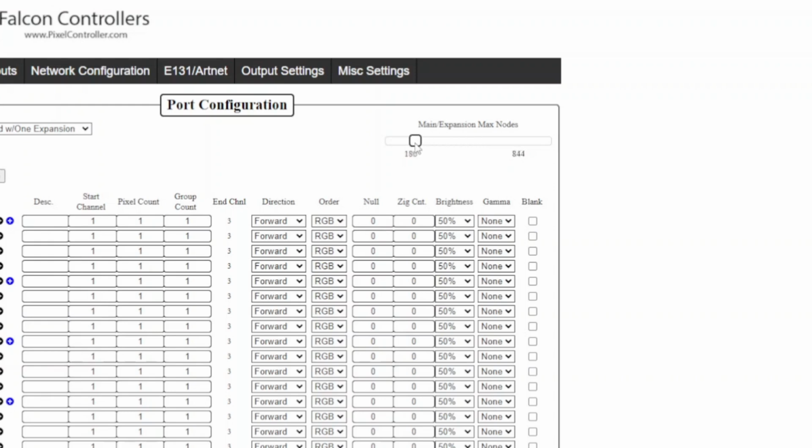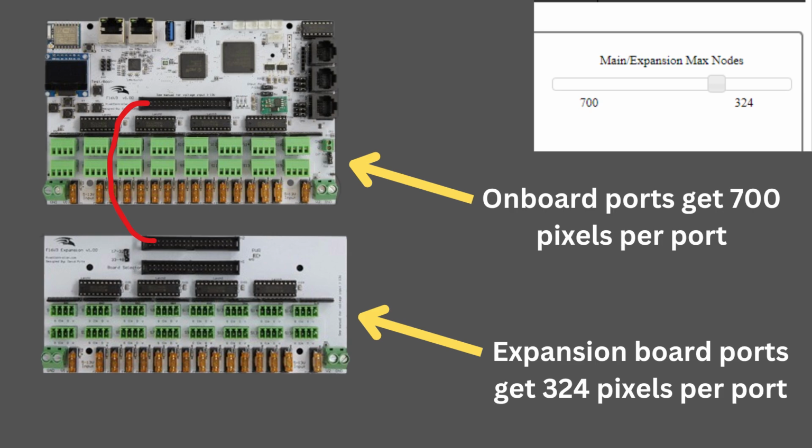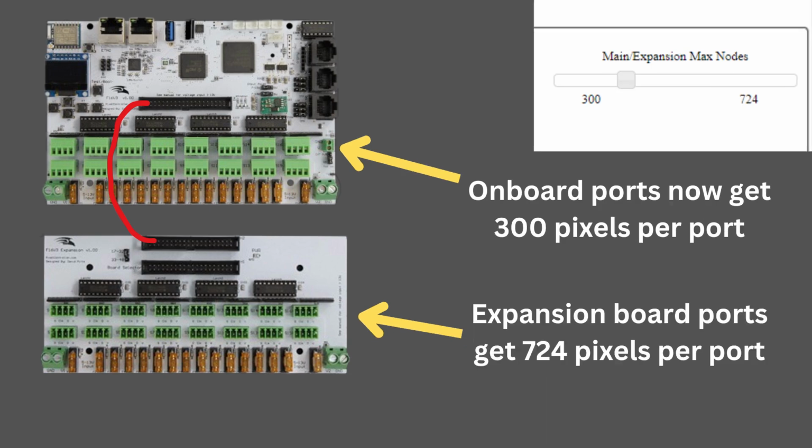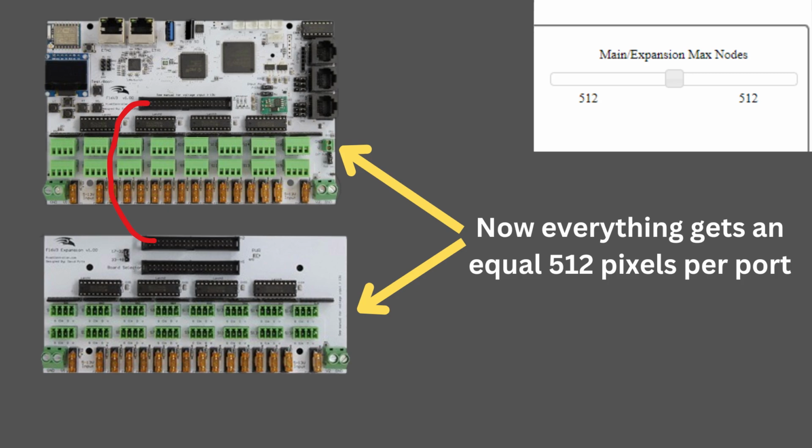By adding one of either of these expansion boards, the controller now has to share that 16,384 pixels across 32 ports. Now with the V3 series controller, they actually give you this little slider on the web interface that you can use to set the maximum amount of pixels per port for each section of the controller. You can make it so the onboard pixel ports can have more pixels per port than the receiver board, or vice versa. If you put it right in the middle to make it equal, all the ports on both the controller and the receiver can have 512 pixels per port.